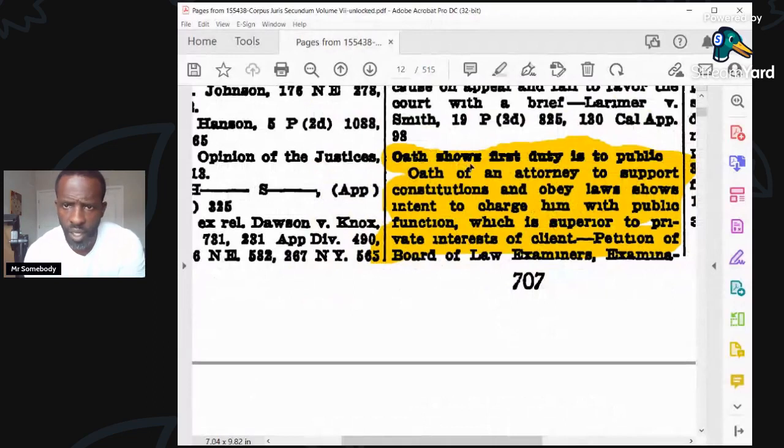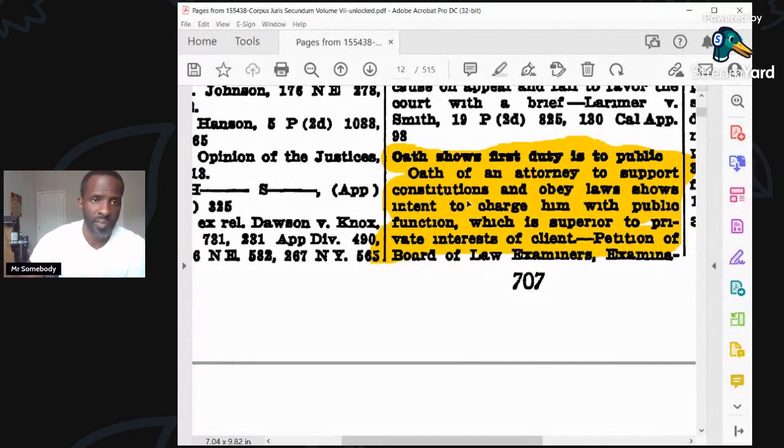Last piece, oath shows first duty is to the public. Oath of an attorney to support Constitution and obey laws shows intent to charge him with a public function, which is superior to private interest of clients. So all in all, the first person that they work for is not the client. So this is why many people go to the extent of saying, oh no, I'm not going to get an attorney. Attorneys are corrupt. I mean, not to mention the things that I have witnessed that are corrupt that they've done or that other people have experienced.